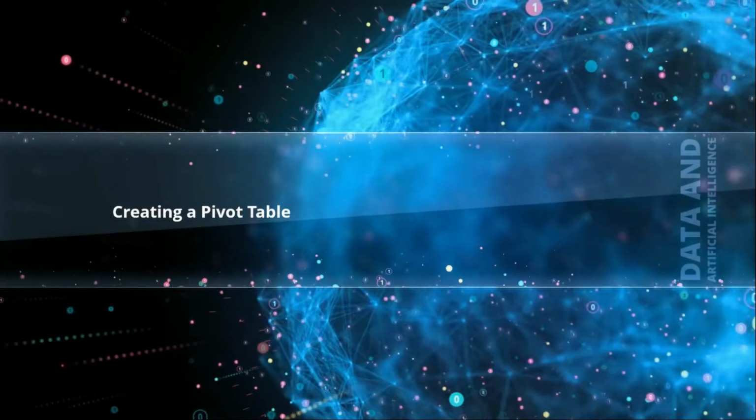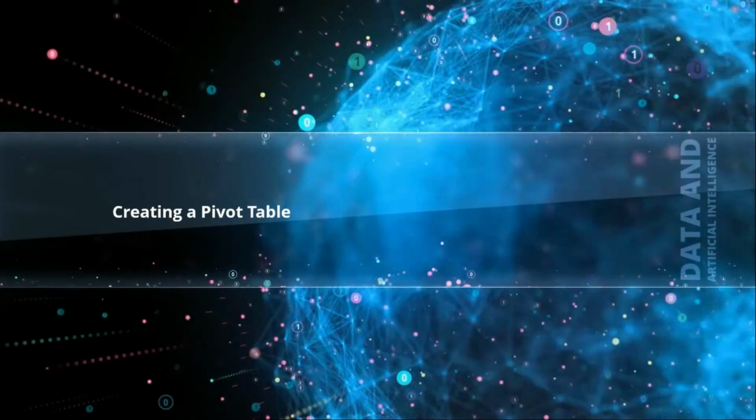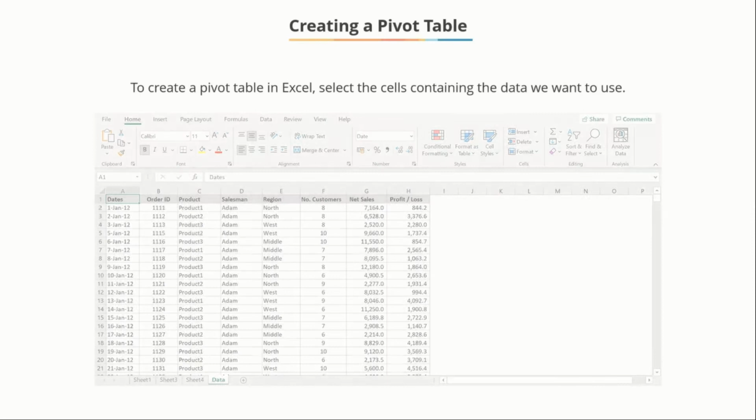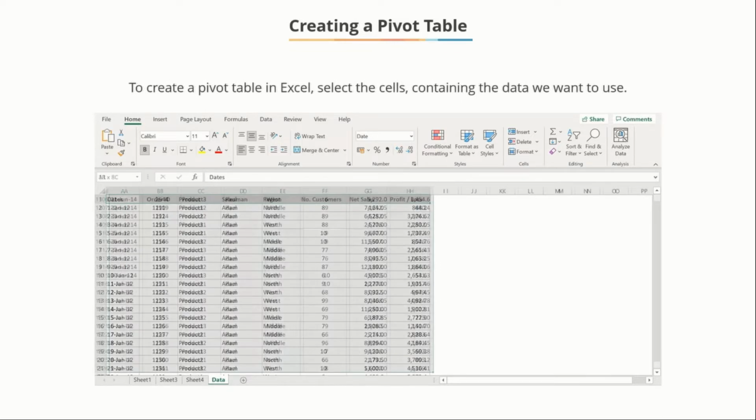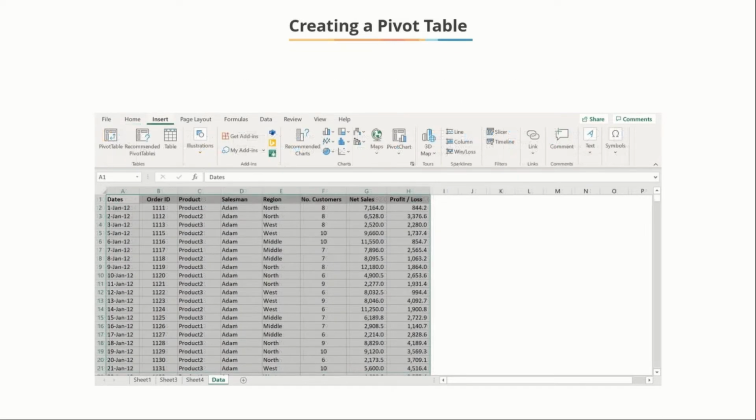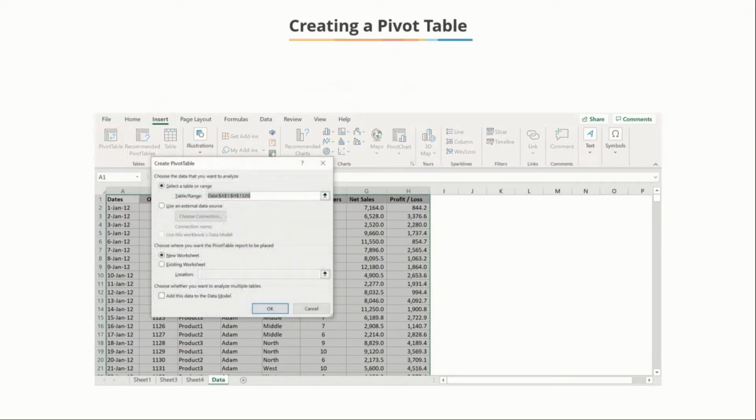Now, let us look at how to create a pivot table. To create a pivot table in Excel, select the cells containing the data we want to use. Click the Insert tab and select the Pivot Table option. The Create Pivot Table dialog box appears.